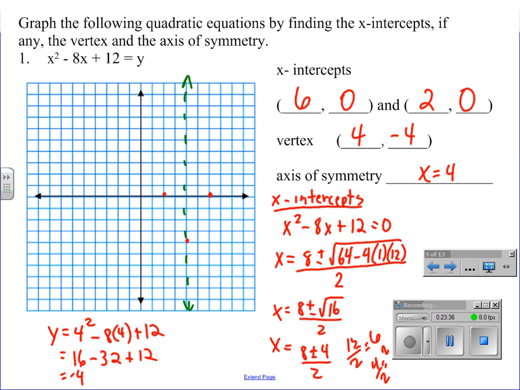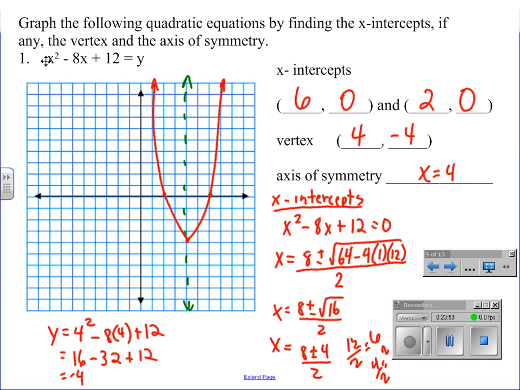Now we get to sketch it in. Once you've done all that, you're done. There are a lot of steps, but you'll get a lot better at it.